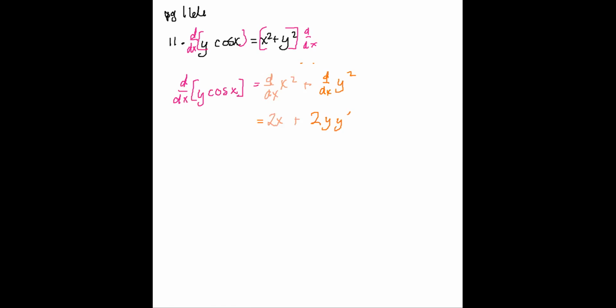Is it chain rule? Yep, it's going to be product rule because we're considering this to be a function and this to be a function. So we're just multiplying one function by another function. Cos x is just one function. So that means we're going to have y times the derivative of cosine of x. What is the derivative of cos x? Negative sin x.